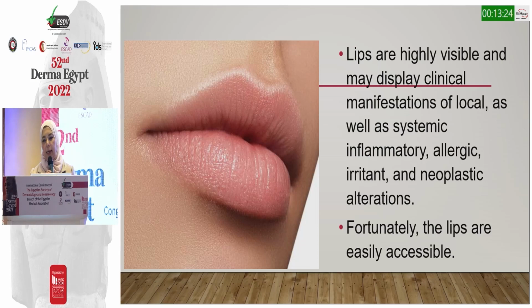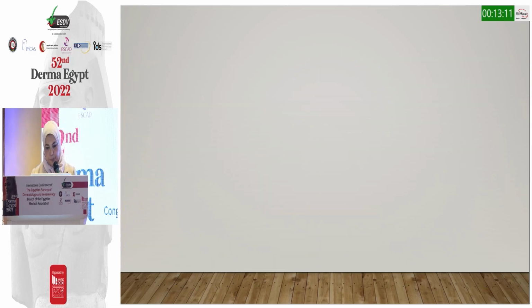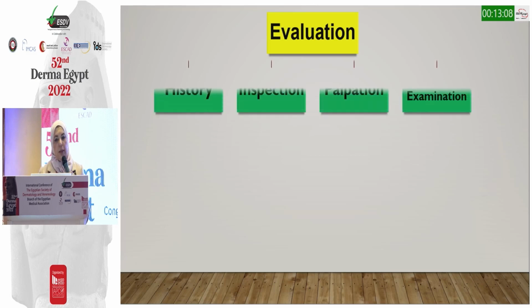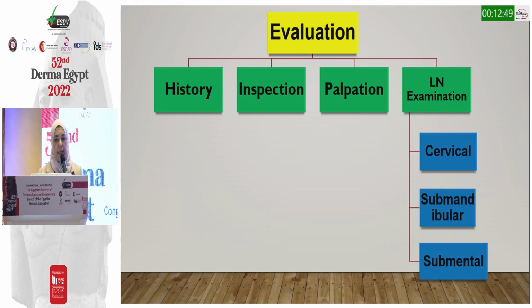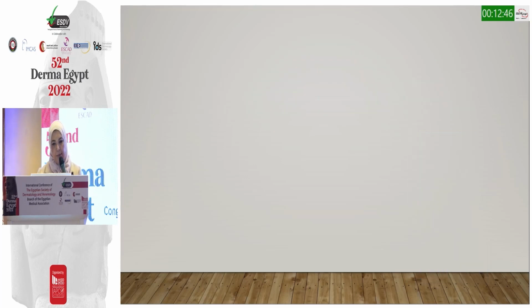Lips are highly visible and may display clinical manifestations of local as well as systemic inflammatory, allergic, irritant, and neoplastic alterations. Fortunately, the lips are easily accessible. For diagnosis of any lip abnormality, we have to evaluate the patient collectively. We have to take proper history. We have to inspect the lesion properly. We have to palpate the lips and not miss examining the lymph nodes, especially the cervical, submandibular, and submental lymph nodes.